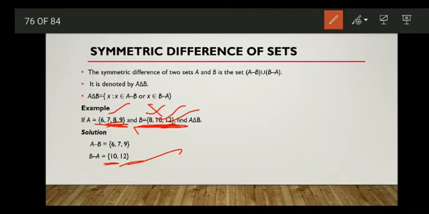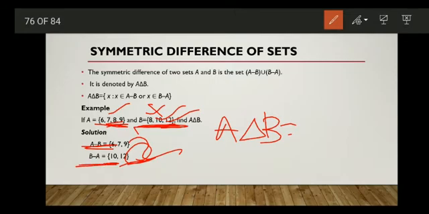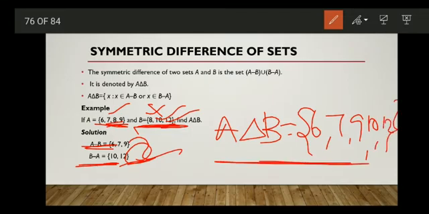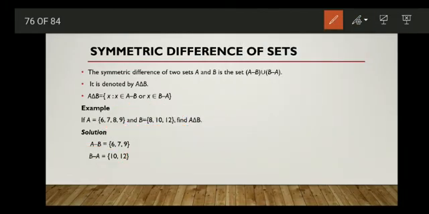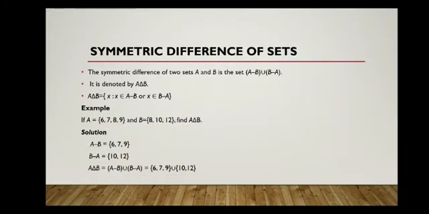Okay, so to find A symmetric difference B, we have to take the union of them. What is meant by union? Combining the elements of A difference B and B difference A. Okay, so the elements of A difference B are 6, 7, 9. B difference A is 10, 12. So A symmetric difference B is equal to the union of these two sets. That will be the set {6, 7, 9, 10, 12}.